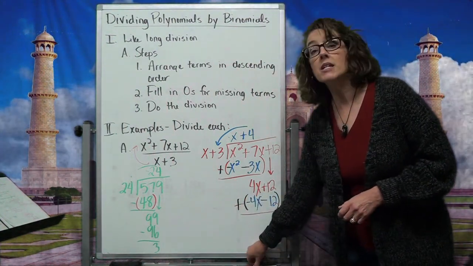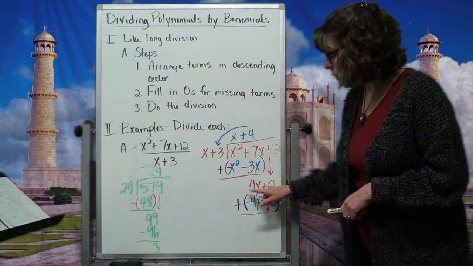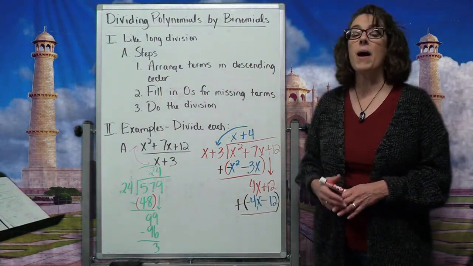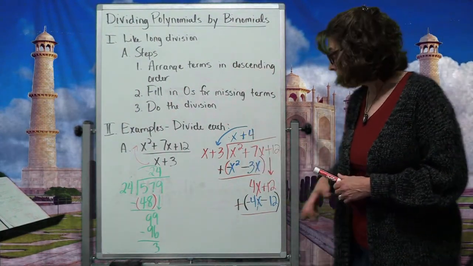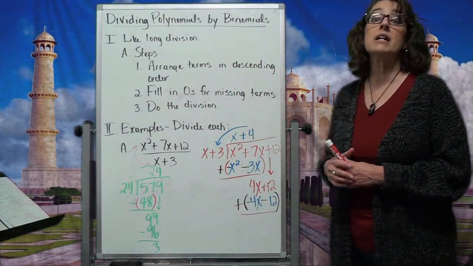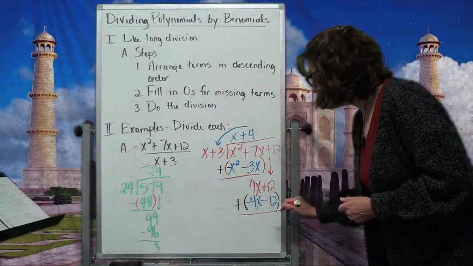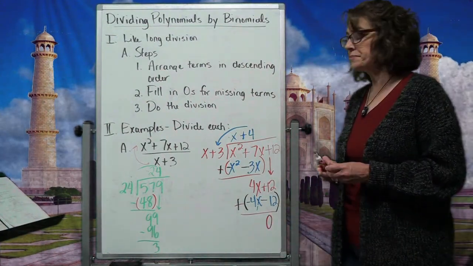So now I'm ready to combine up those like terms. 4x plus a negative 4x cancels out. I wanted it to. This is great because that's why I chose the 4 right here. And 12 plus a negative 12 as well cancels out. And so I'm left with a remainder of 0.